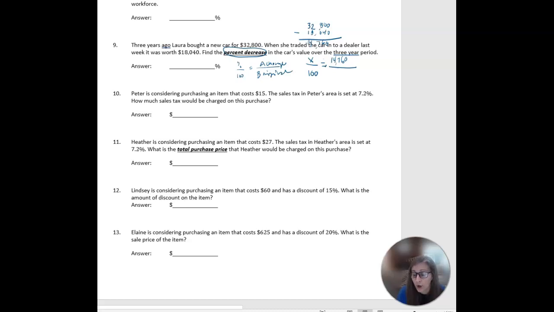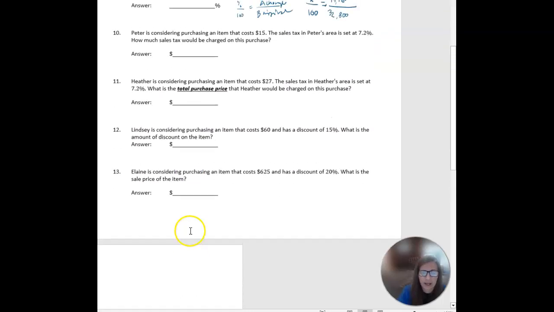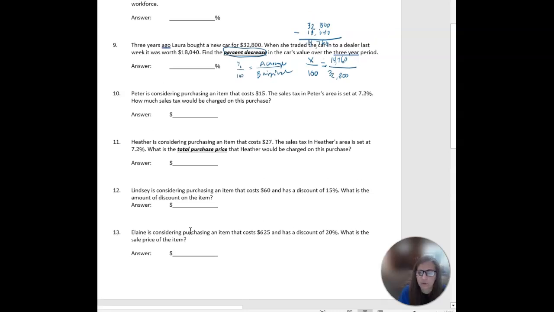So when she bought the car, it was originally worth, in the beginning, it was worth $32,800. Okay, I might come back with a part 2 to this video. Let's see how many questions there are remaining. Probably not, because we've only got a few more remaining. So numbers 10 through 13, you don't have to use your percent increase or percent decrease.